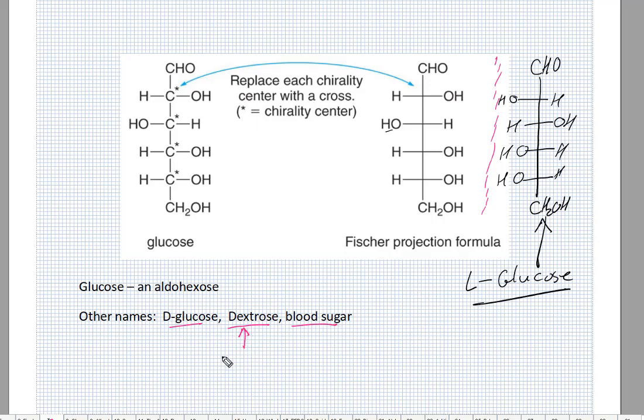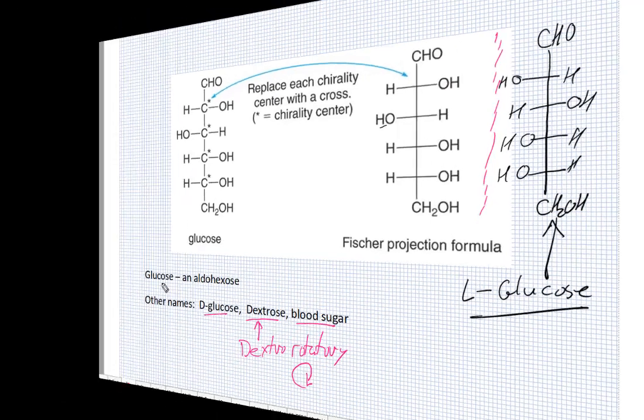Other names for glucose that you should know are D-glucose, dextrose, blood sugar. The reason it's called dextrose is because it is dextrorotatory, which means it rotates plane polarized light to the right in a polarimeter. And again, if you don't know these terms, look at that video on stereochemistry. Blood sugar, or grape sugar, would be another word for it. When people test their blood sugar, what they're looking for is this compound glucose in the blood.